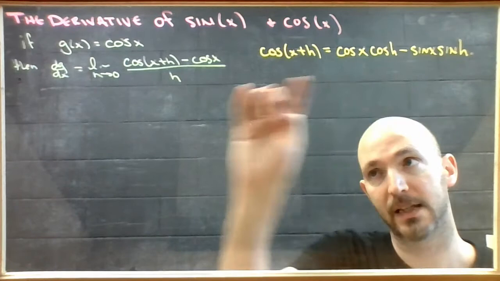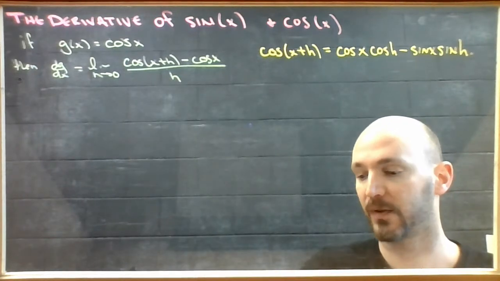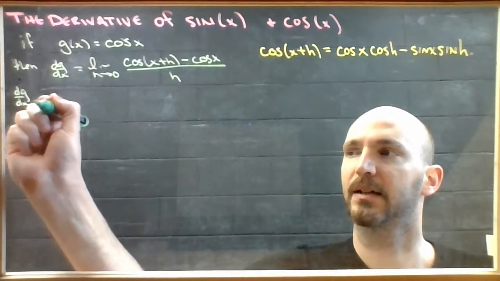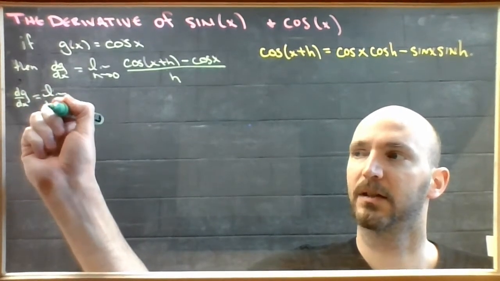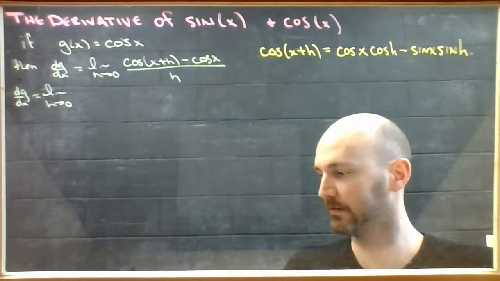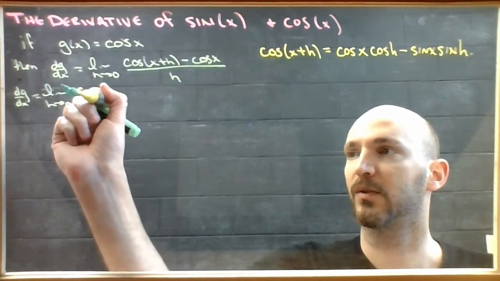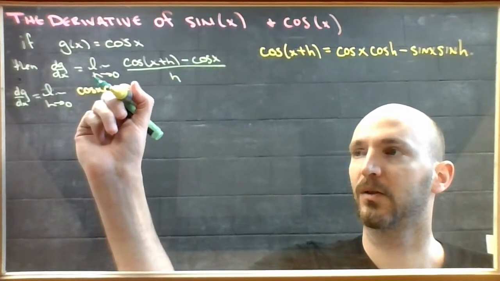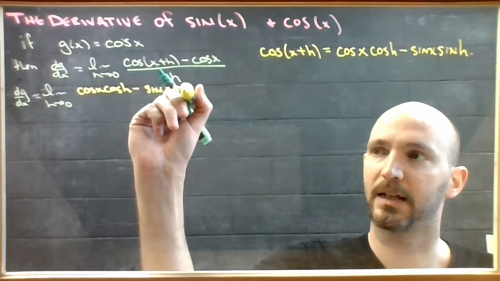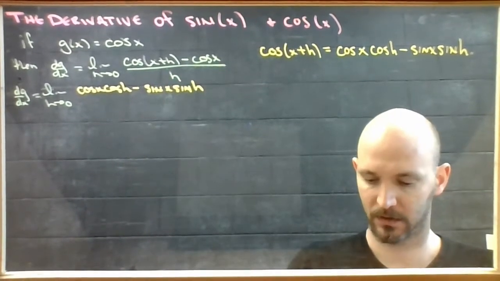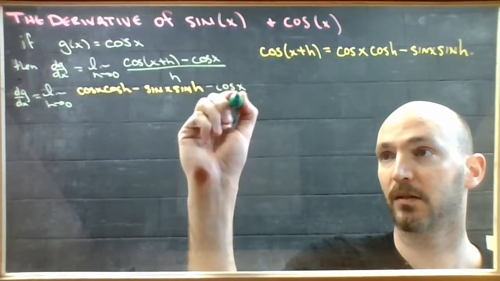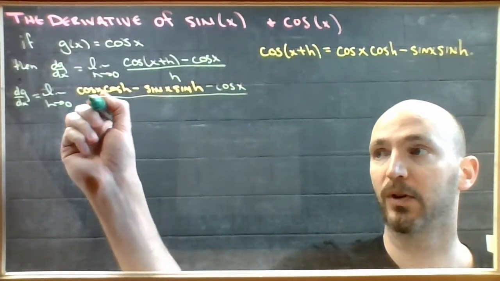I'm going to take this and drop it in just like I did for the sine derivatives. So dg by dx is the limit as h goes to 0 of this horrendous thing. So cosine x cosine h minus sine x sine h, minus cos x, which was already there, all over h.